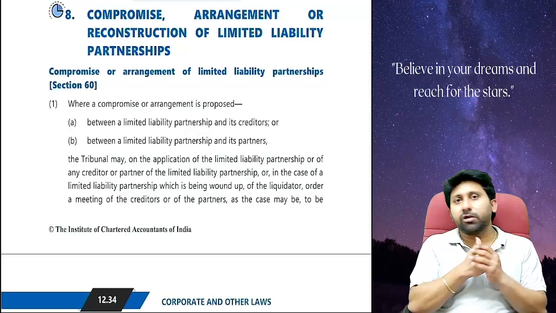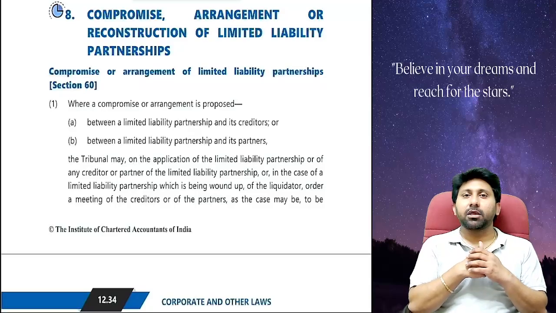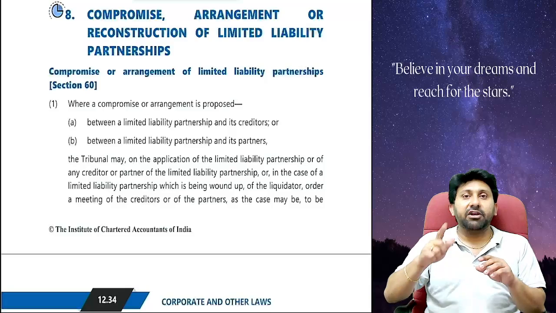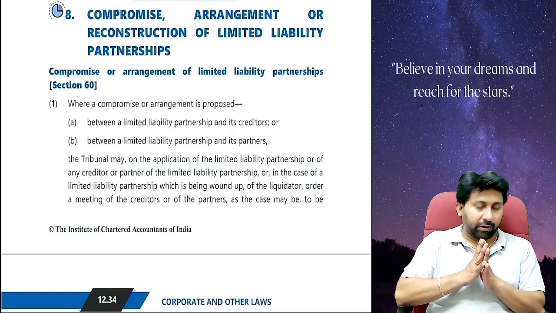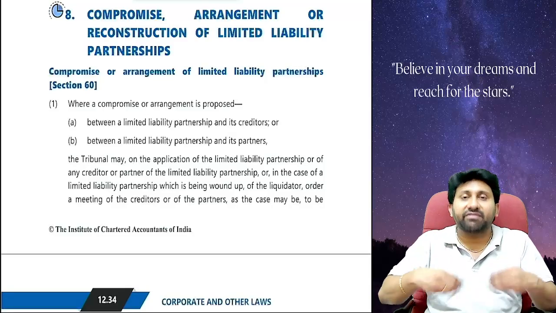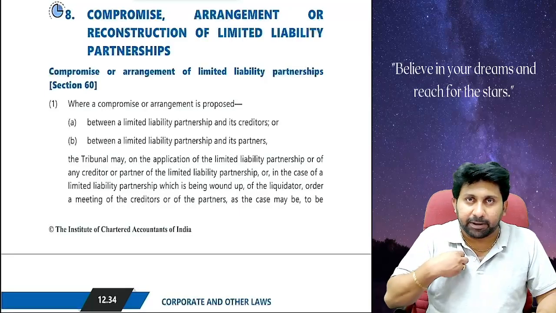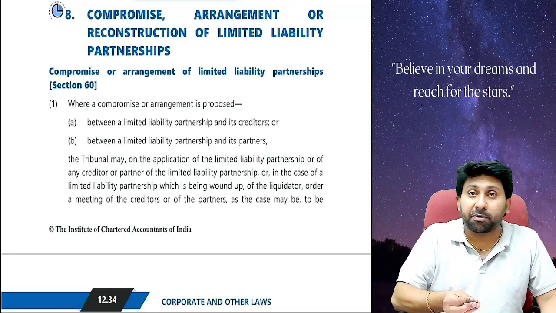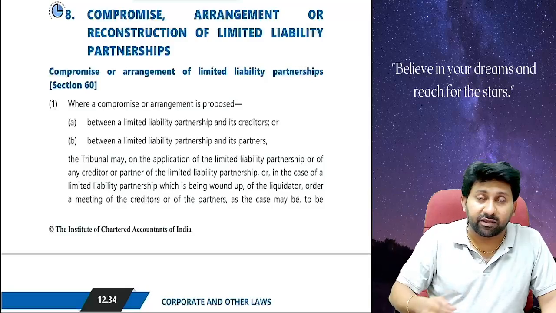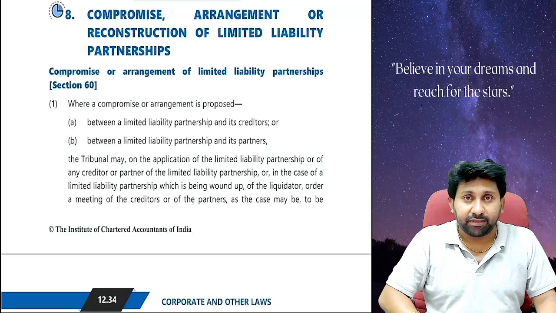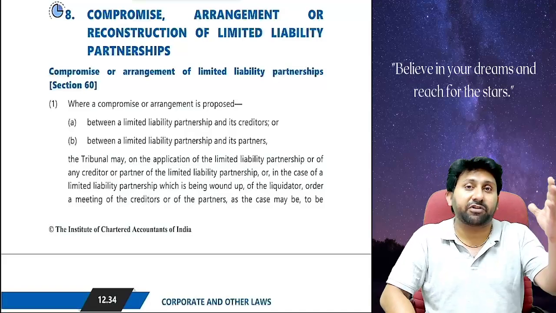Therefore, the law said that compromise is not an avenue available to everyone. You can't directly go for a compromise or arrangement. First, you need to make an application to the tribunal. Everyone repeat: first, we need to make an application to the tribunal. The LLP is asking the tribunal for a compromise between me and my creditors, or me with my partners. Like that, we first make an application to the tribunal.